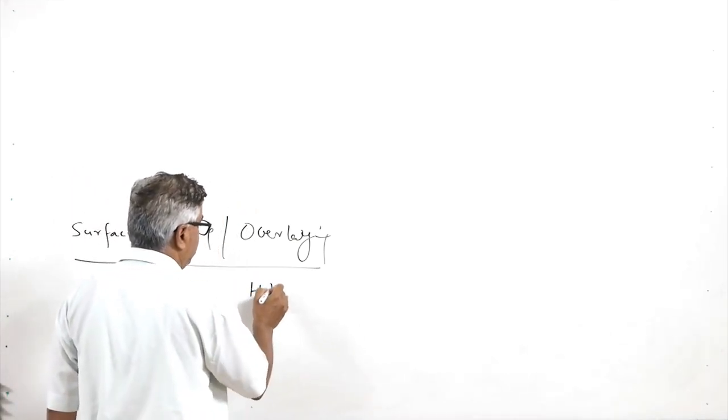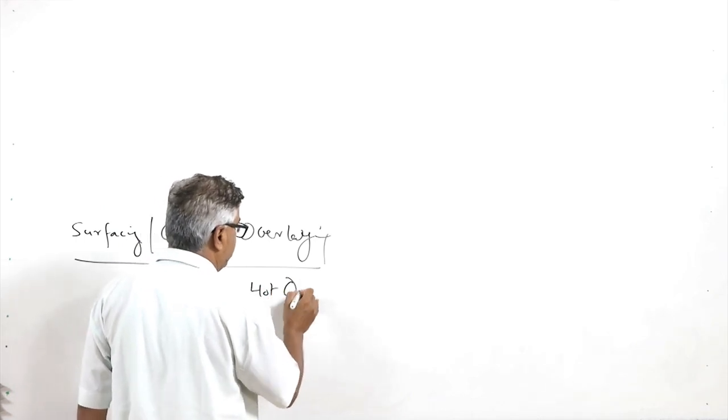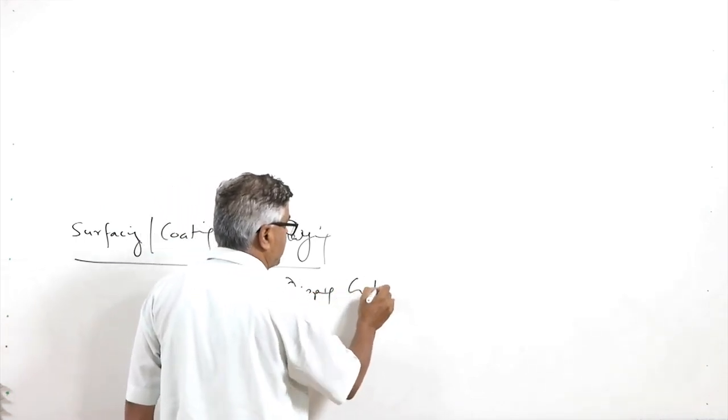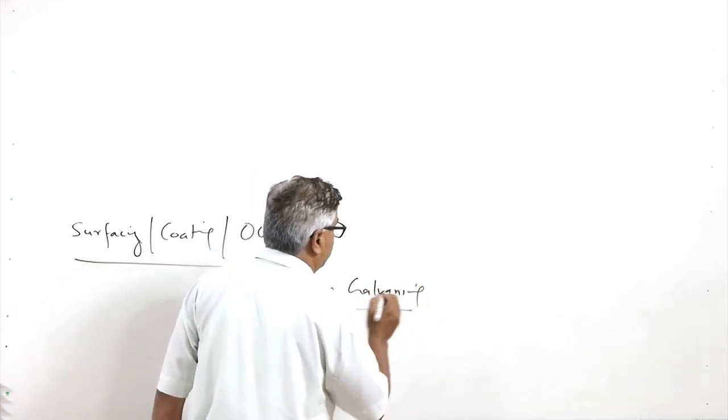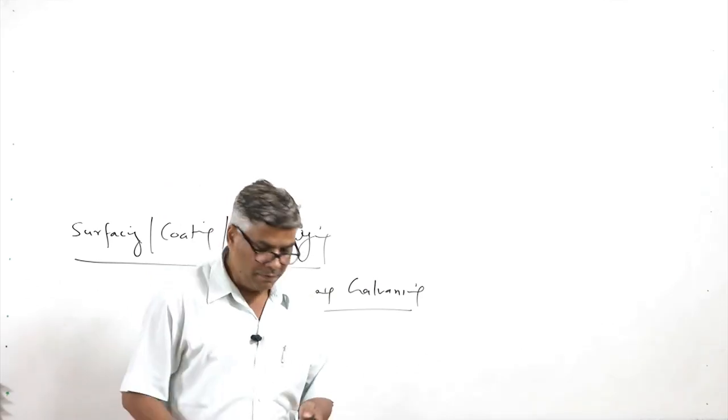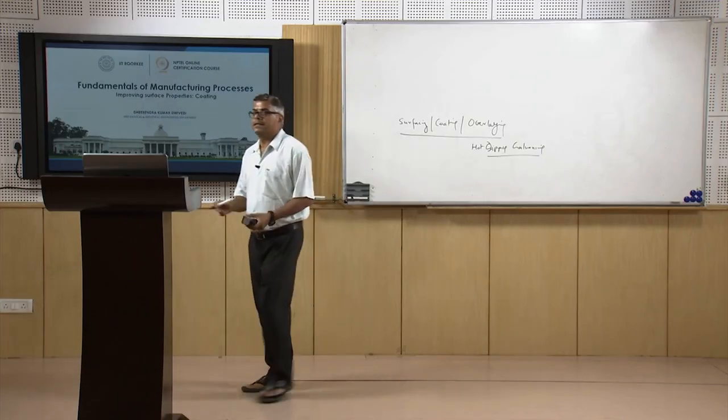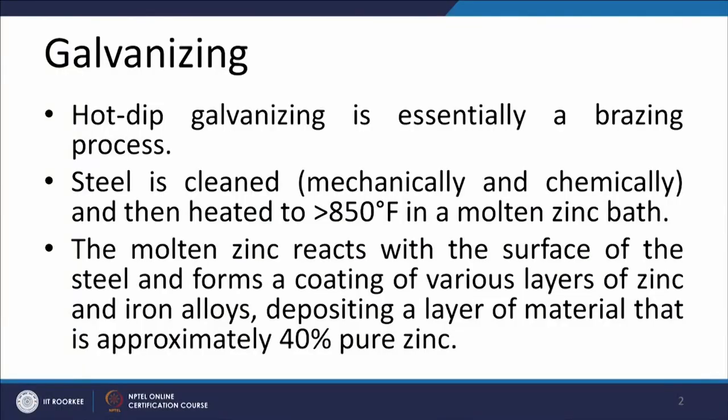Like in the case of hot dipping for galvanizing purposes, this is what we can see in the diagram here in this slide. Hot dipping is essentially a brazing process. Steel is cleaned mechanically and chemically and then heated to above a temperature of 850 degrees Fahrenheit in a molten zinc bath, and the molten zinc reacts with the surface of the steel and forms a coating of various layers of zinc and iron, depositing a layer of material that is approximately 40% zinc.